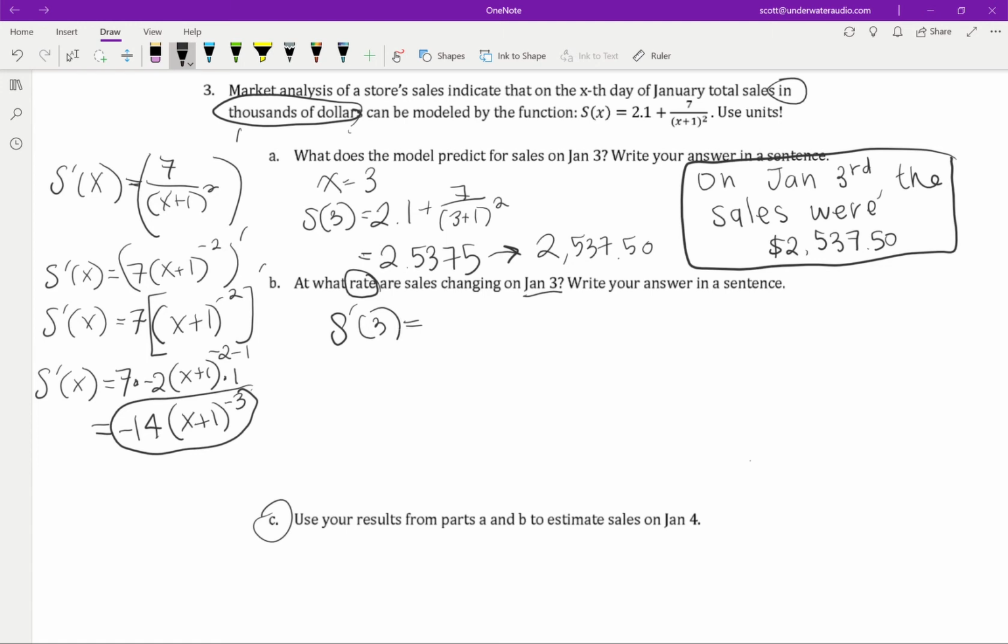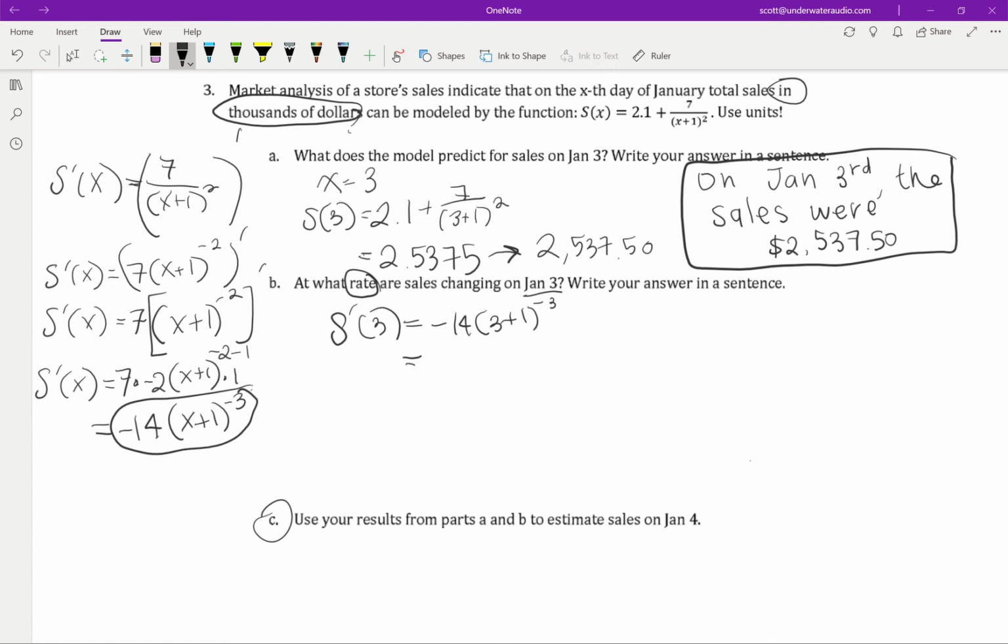So s prime of 3, we did the work to find s prime, and like I told you, it's going to pay off. Taking your derivative is always a good idea. So s prime of 3 is going to be negative 14 times 3 plus 1 to the negative 3 power. That's something I can plug into a calculator. So 3 plus 1 is 4 to the negative 3 power, and then times negative 14.